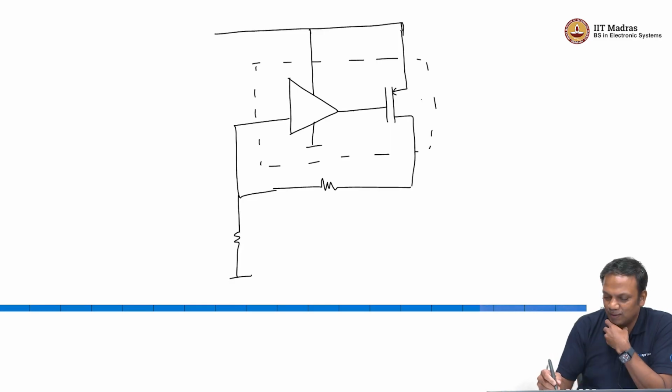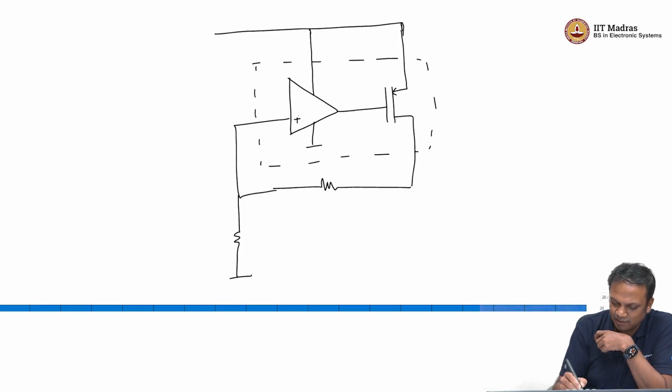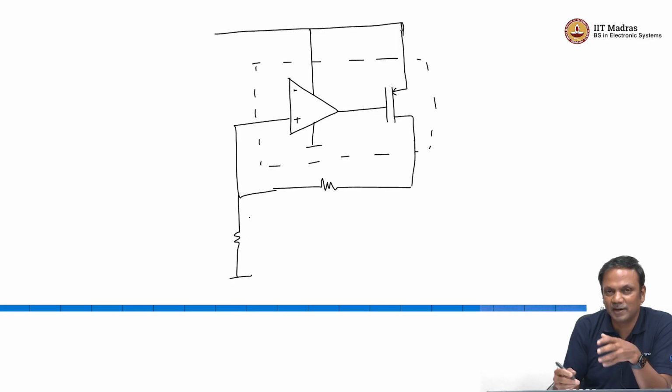Now, because there is one more inversion here, the op amp's terminals have to change, right. Like I told you, from this node to this node there is an inversion. So, that has to be comprehended in the op amp. So, let us go back to the values we had earlier.